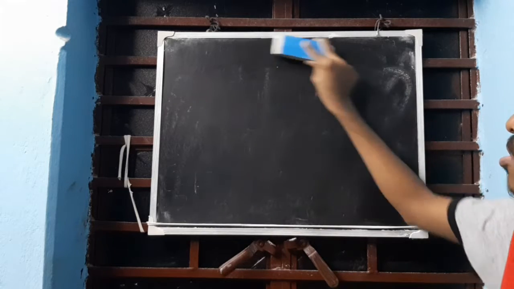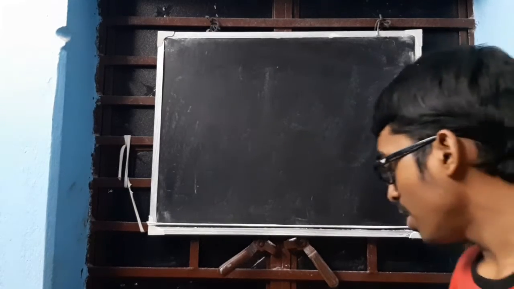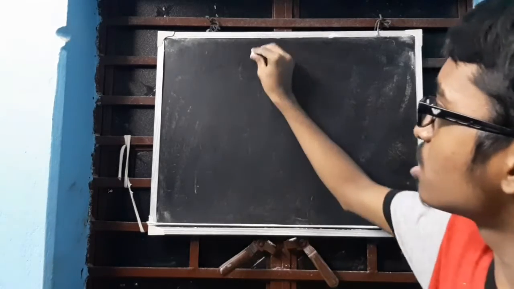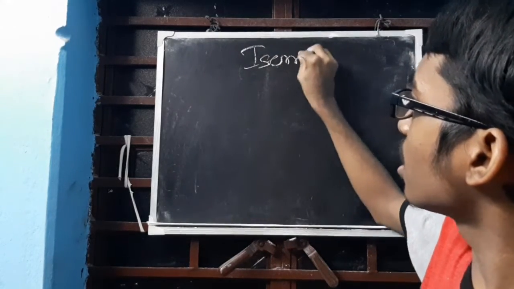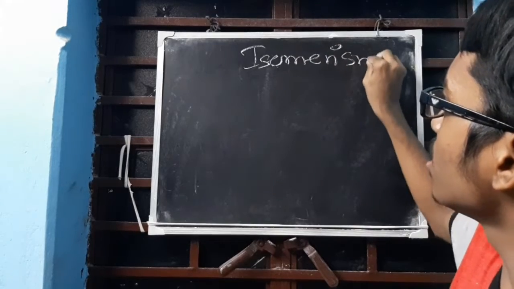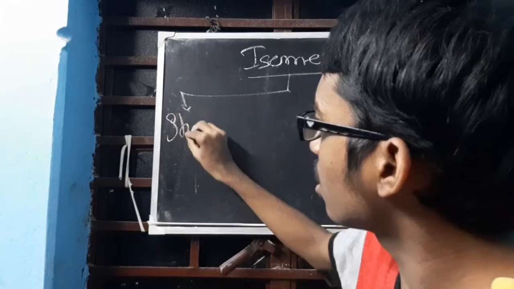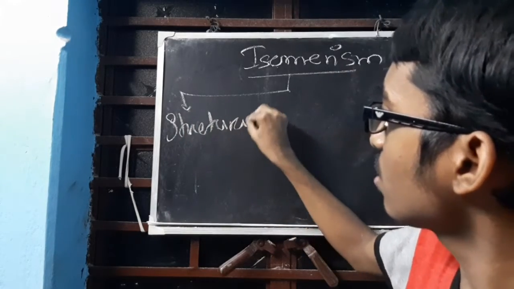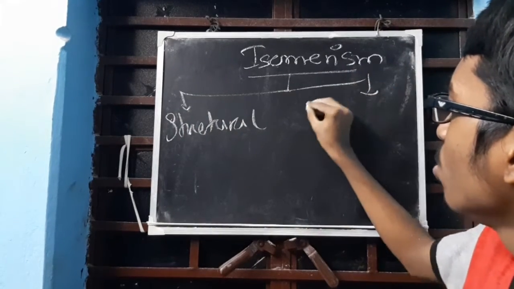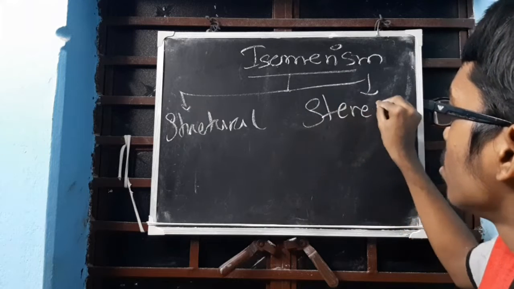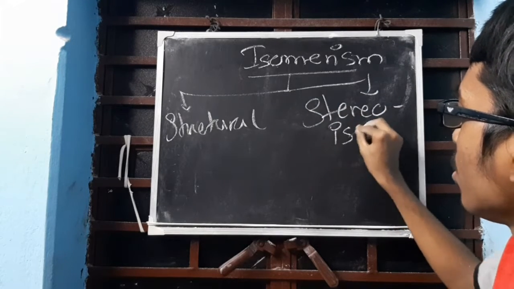Now, isomerism is a huge thing. Isomerism has been divided into two parts. One is structural isomerism, which we will study, and another one is a huge part in chemistry, that is stereoisomerism.